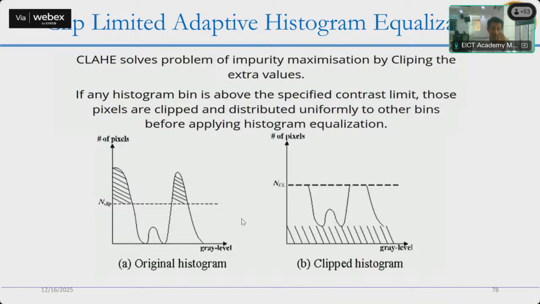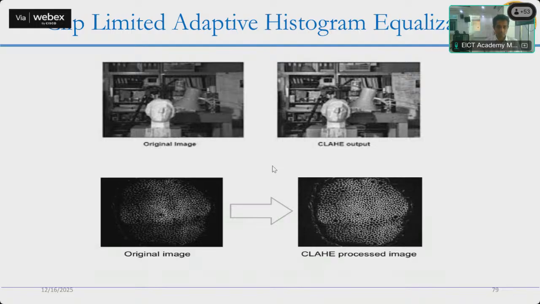Another approach is that you basically clip the histogram. What has been shown here, for example, is an image with the original histogram and the gray level values. What is suggested here is that we clip the pixels which are above the specified contrast limit before applying the histogram equalizer. What do we call this? We call this basically the CLAHE output.